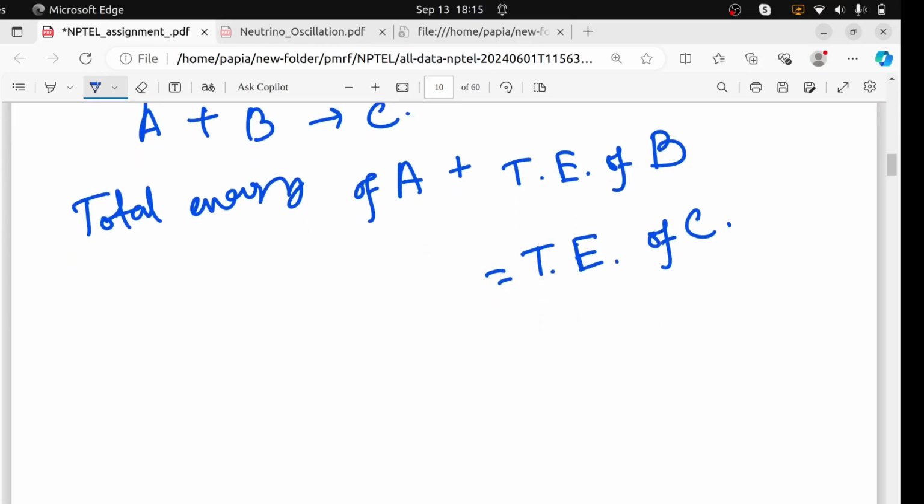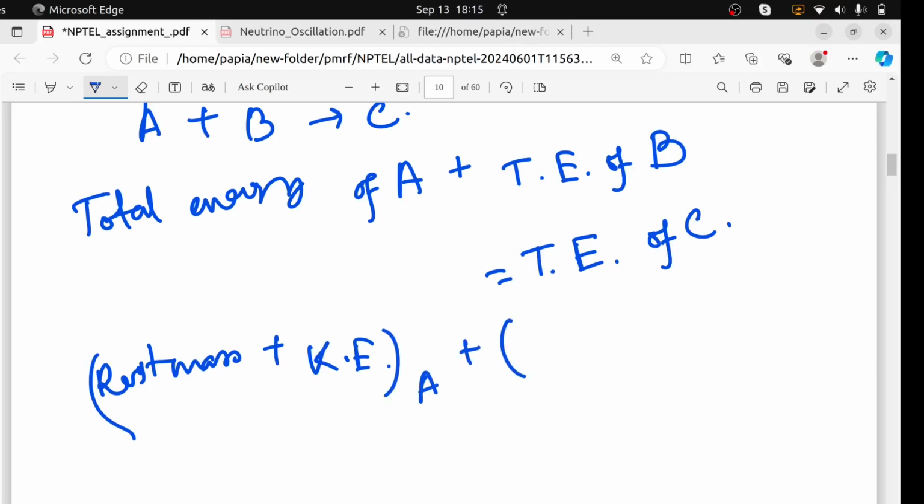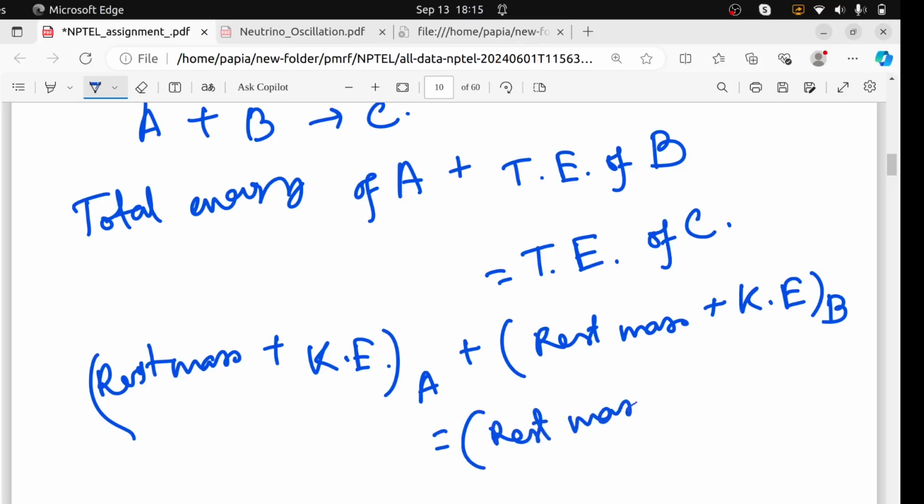Okay? So now the total energy of A. Total energy of A means what? There will be rest mass plus kinetic energy of A, plus rest mass plus kinetic energy of B, equals rest mass plus kinetic energy of C. Yes?